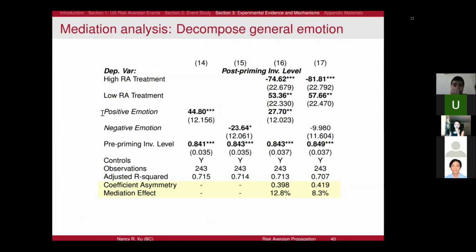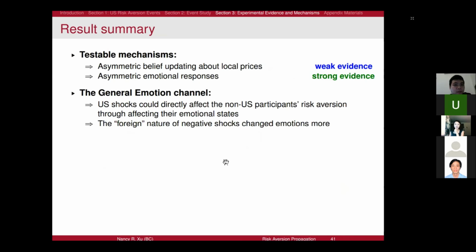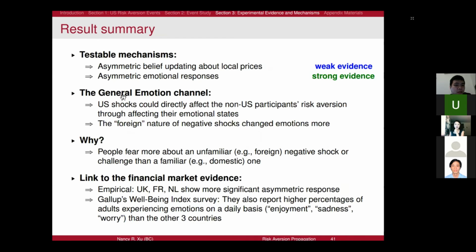And we further decompose emotion into positive emotion and negative emotion. The positive emotion channel explains 12% and the other explains 8%. Okay. And just to summarize quickly what we see: the US shocks could directly affect the non-US participants' risk aversion by affecting their emotional states. And the foreign nature of the negative shocks can change the emotion more. Why is that?